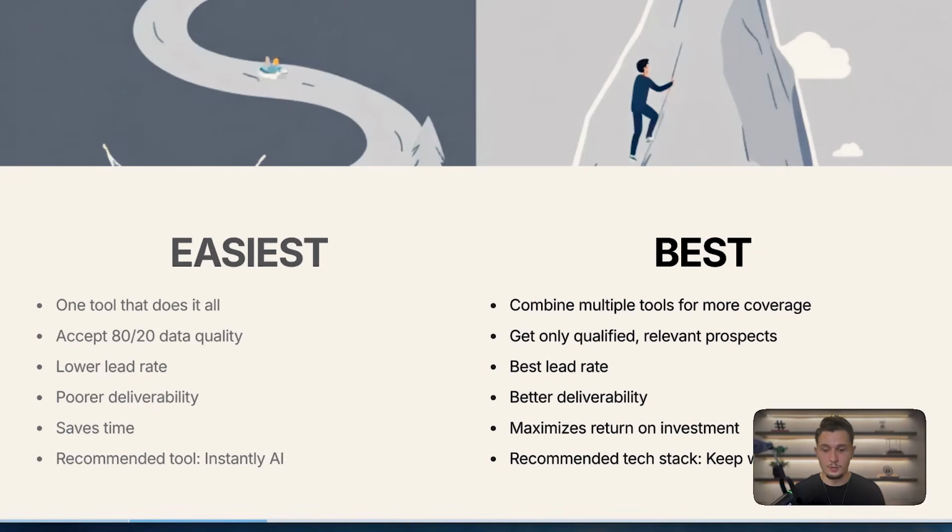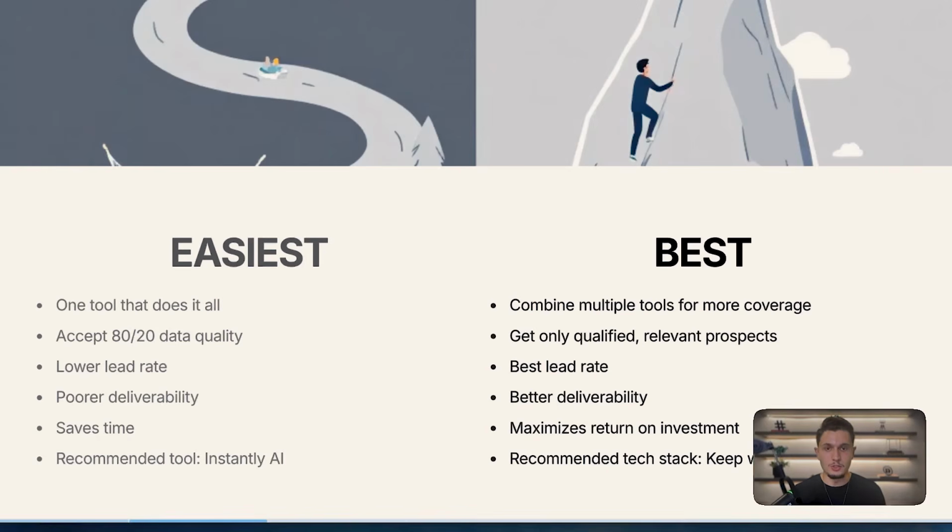Now, let's look at the consequences of using each of these versions right here. If we go for the easiest, we're going to have consequently a lower lead rate just because 20% or more of our list won't be the absolute best. And what I mean by absolute best is people that may no longer work for companies like you would like them to, companies that are outside of the ICP, ideal customer profile that you're looking to target, or overall fake accounts that actually fall through the cracks when you're using databases or single source tools that can do everything from A to Z.